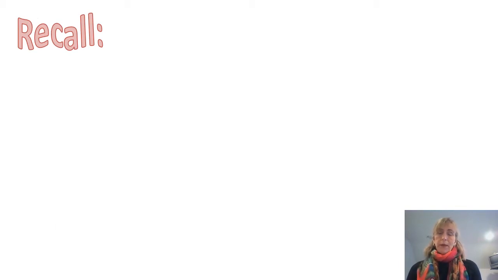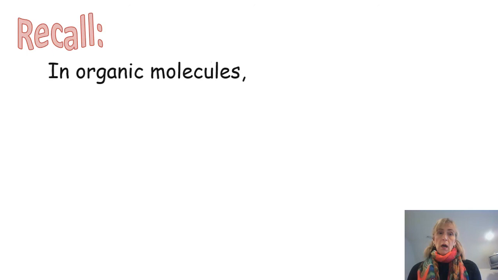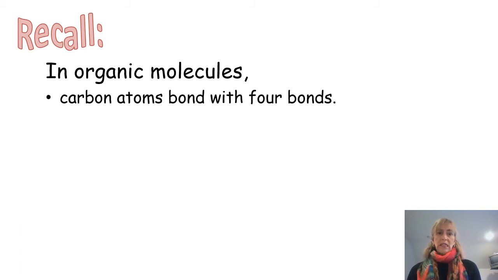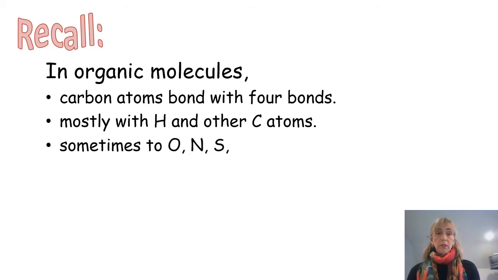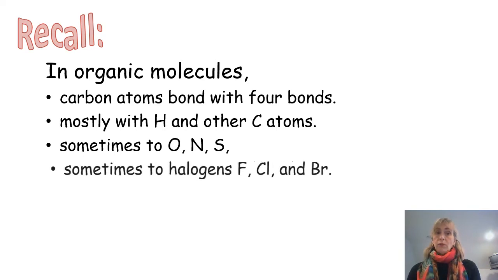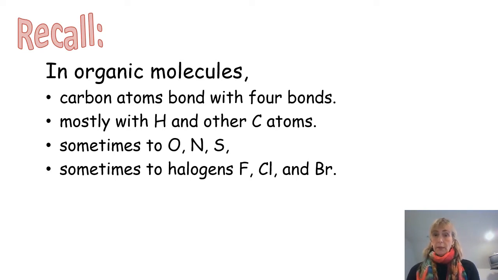All right, so we're going to begin by recalling something from our Part 1 video PowerPoint. Recall that when we discussed organic molecules and their specifics, we said that organic molecules have carbon atoms, which are bonded with four bonds in order to get their octet. The carbon atoms bond with mostly hydrogen and other carbon atoms. But sometimes we also find oxygens, nitrogens, and sulfur atoms, as well as halogens, the fluorine, chlorine, and bromine, as part of the organic molecule.